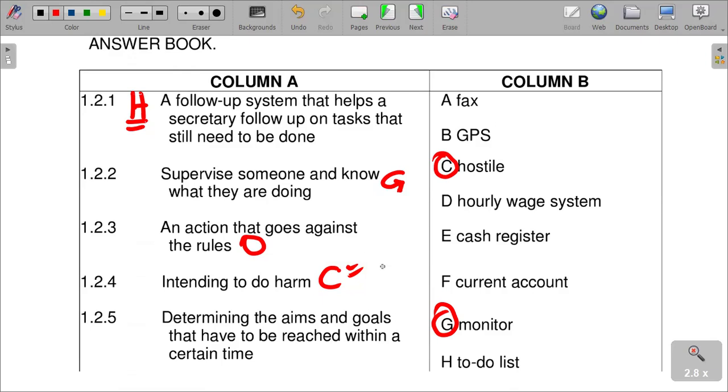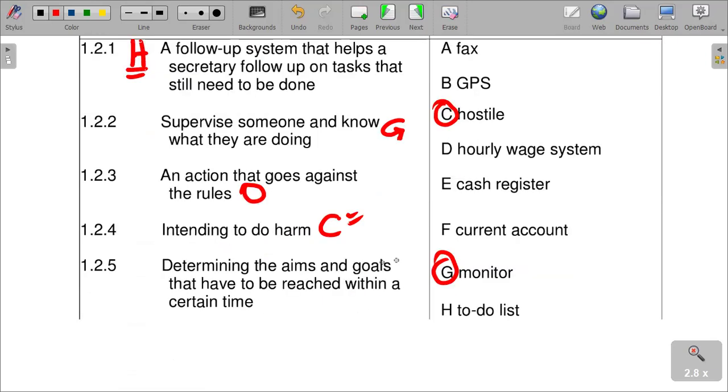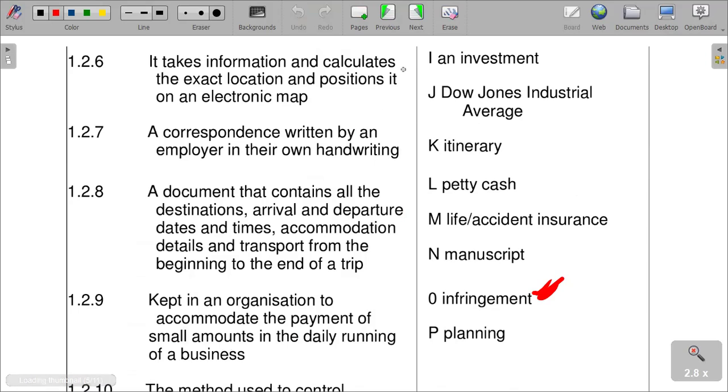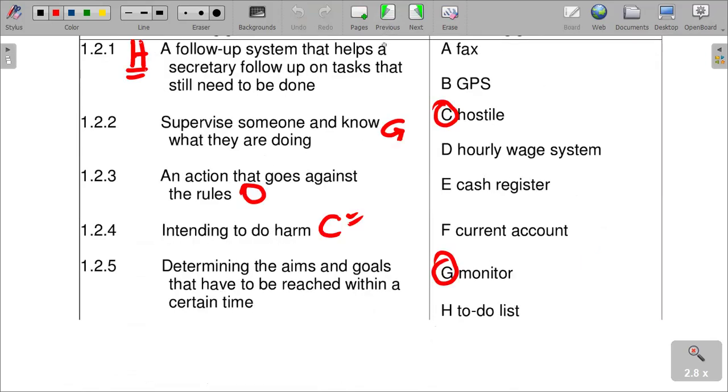Determining the aims and goals that get to be reached within a certain period of time. When you determine aims and goals that need to be met within a certain period of time, what do we call that? Planning. You determine what needs to be done within a certain period of time. We say that is called planning.